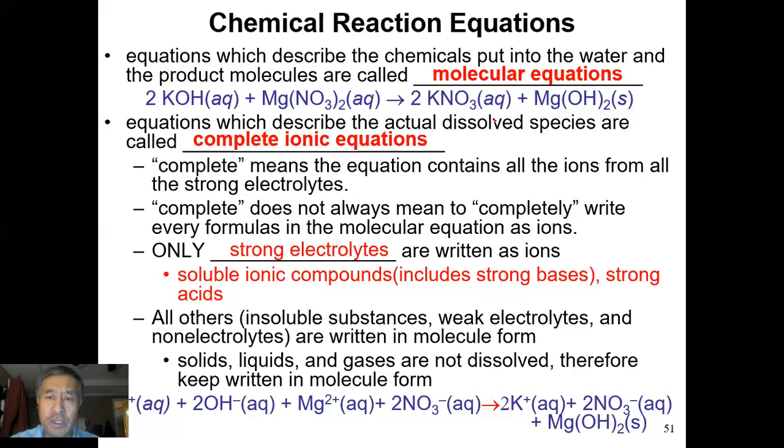Of the two products, one of the products is a solid. If you have a solid, liquid, or gas, definitely don't rewrite it. Only some of the aqueous, not all the aqueous. If your aqueous is ionic, then you rewrite. If your aqueous is a strong acid, then you rewrite. So this is aqueous and ionic, we rewrite. Therefore, we have 2K+ and 2NO3- aqueous. The last one again is solid. If you have a solid, liquid, or gas, just keep it as it is.